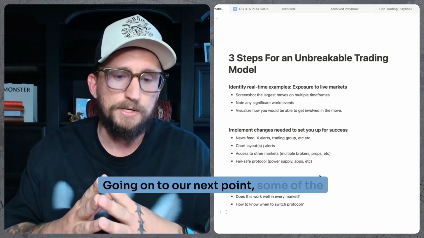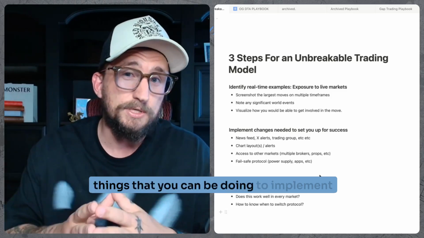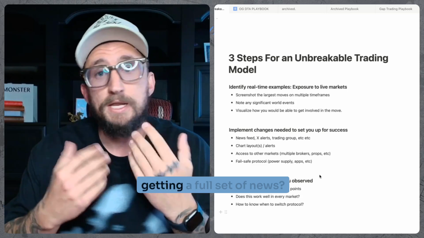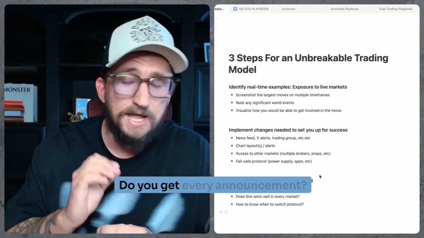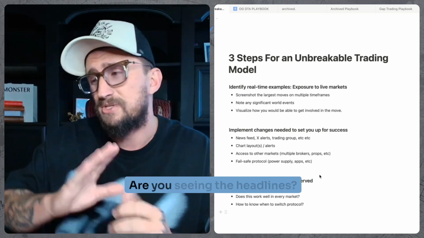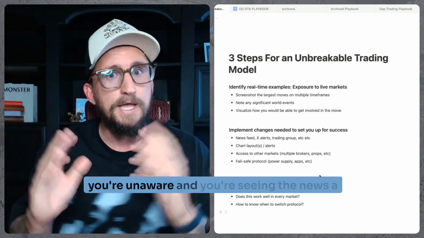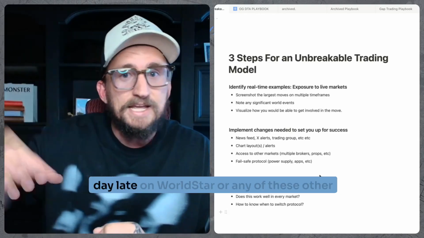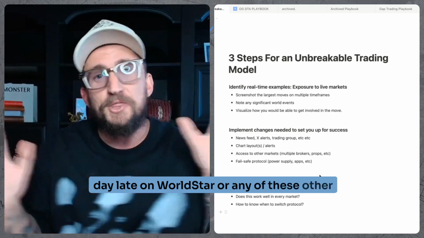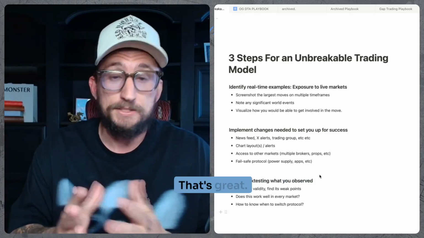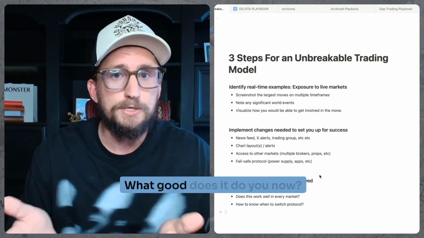Going on to our next point, some of the things that you can be doing to implement immediate change is ultimately look at, are you getting a full set of news? Do you get every announcement? Are you seeing Trump's tweets? Are you seeing the headlines? If these things are driving the market and you're unaware and you're seeing the news a day late on World Star or any of these other Instagram pages, you're wrong. You're out of the loop. That's great. That news happened 6 hours ago. What good does it do you now?